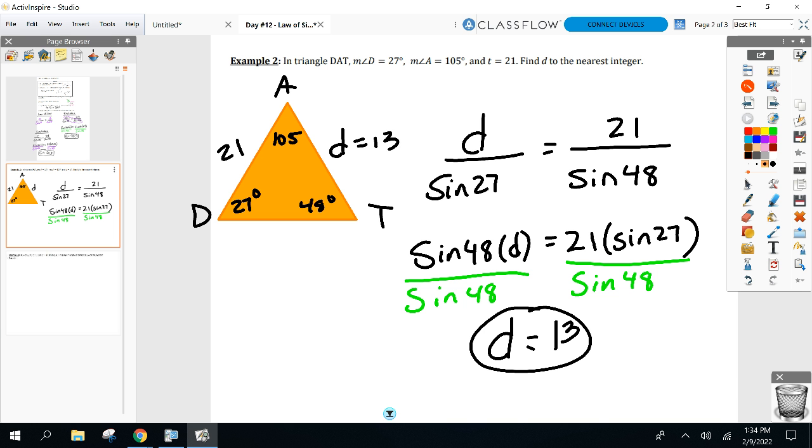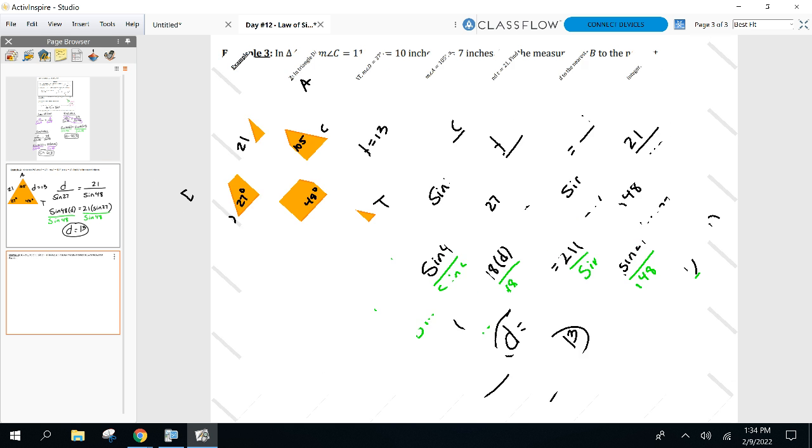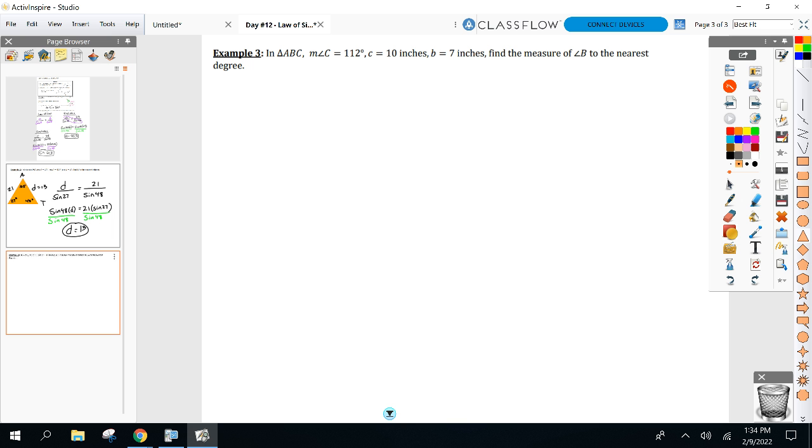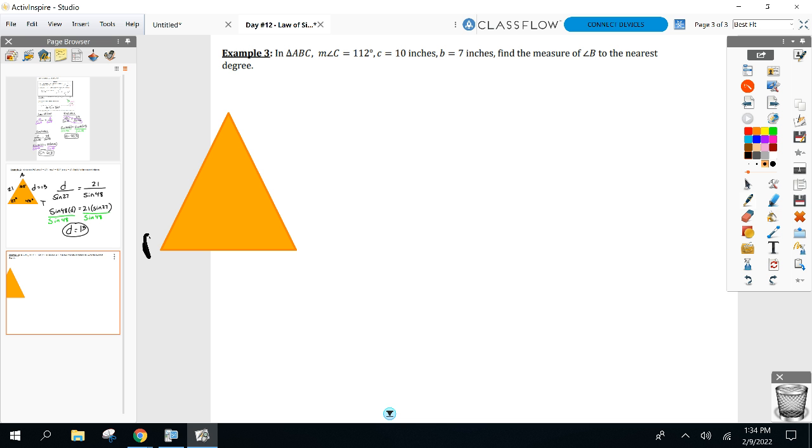Last thing I need to show you. You can find a side using law of sines. Now, how do I find an angle using law of sines? Not going to change much. So go ahead, triangle ABC now. Oh, let's see, what do we got? 112 for angle C. C is 10. B is 7. What is angle B? Nearest degree.